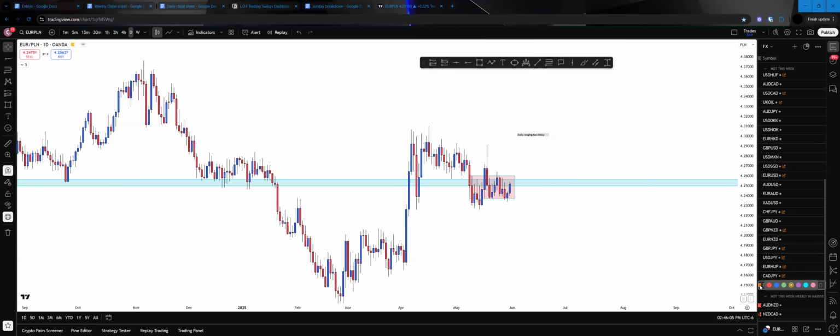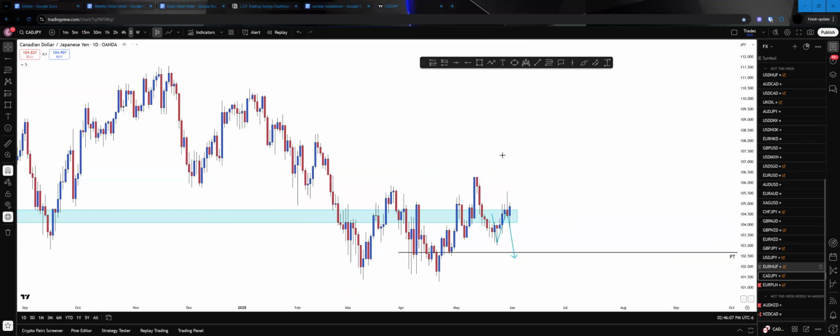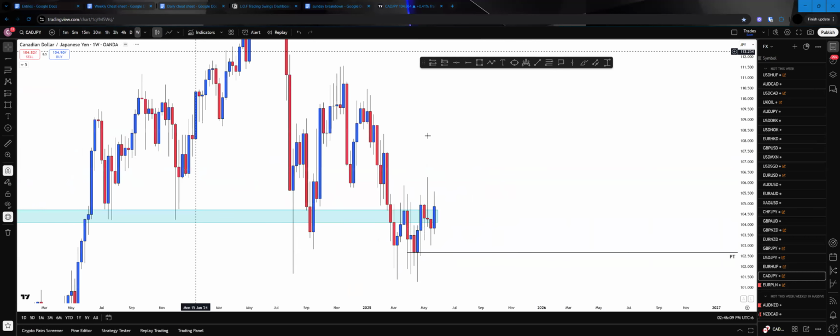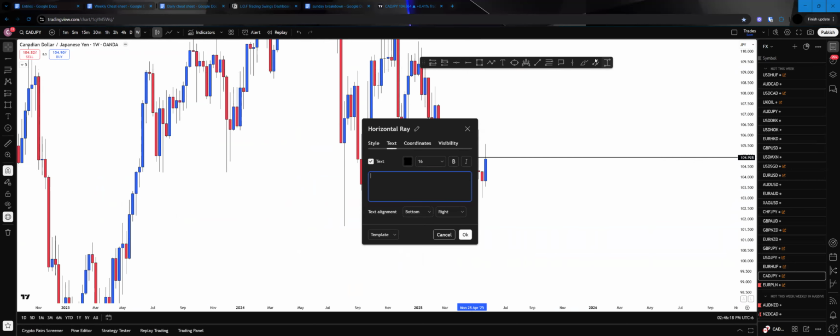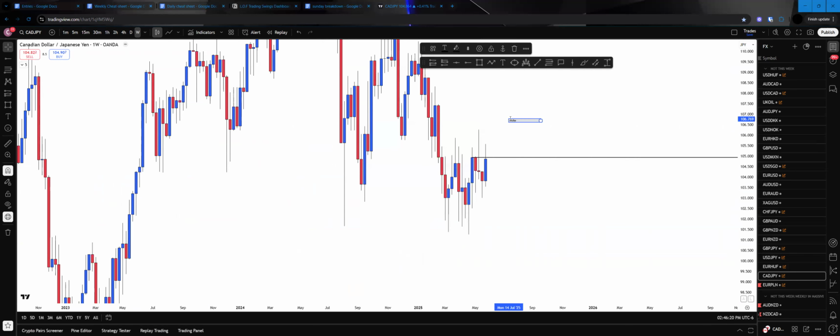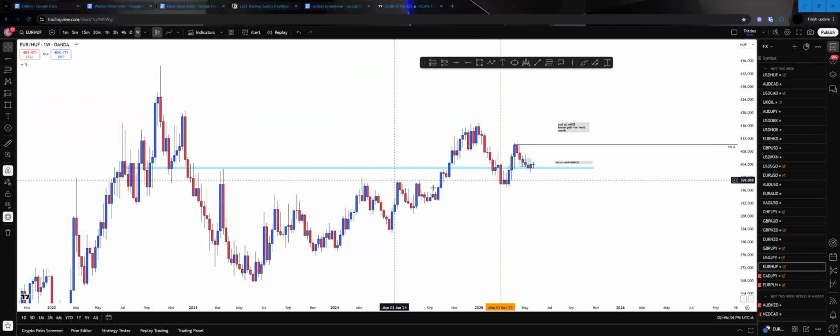Okay, we're not interested in that. CAD JPY on the weekly, wipe everything off. We basically already wicked into the weekly take profit. Okay, not interested in that. Euro HUF pullback.